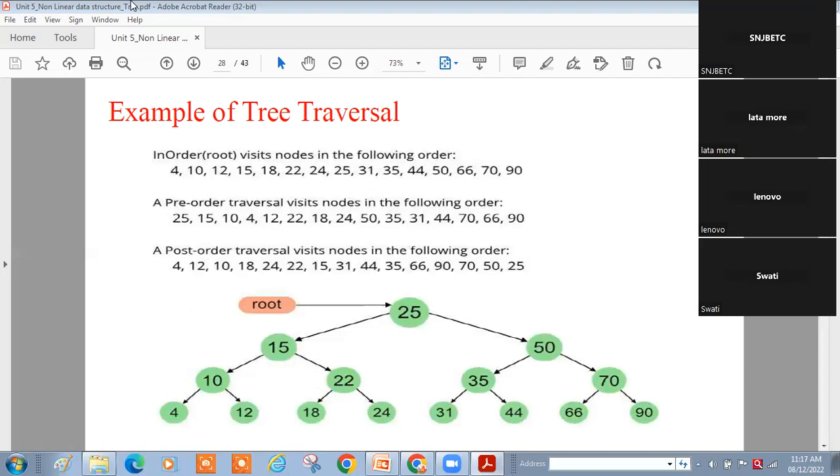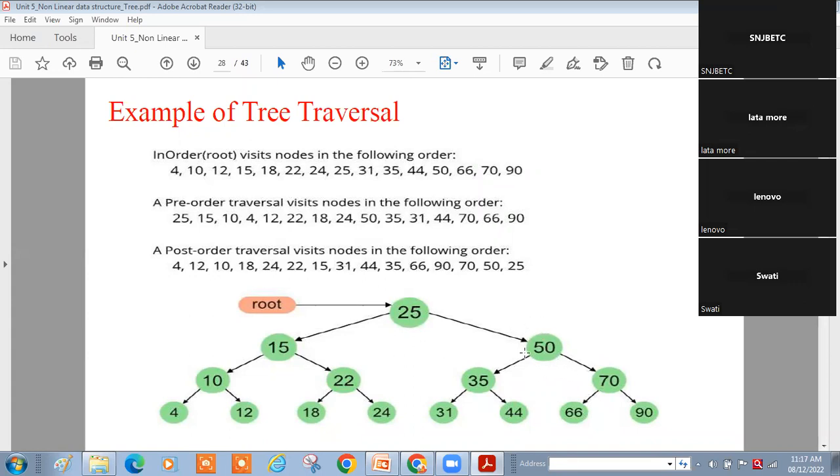Here we come from left, root, right. Left completes, then root, then right. On the right here is the root. So left, root, right: we come to 18, 22, 24. So this path is complete now, and this completes the whole left. After left, move to the root, and then from the root, move to the right.